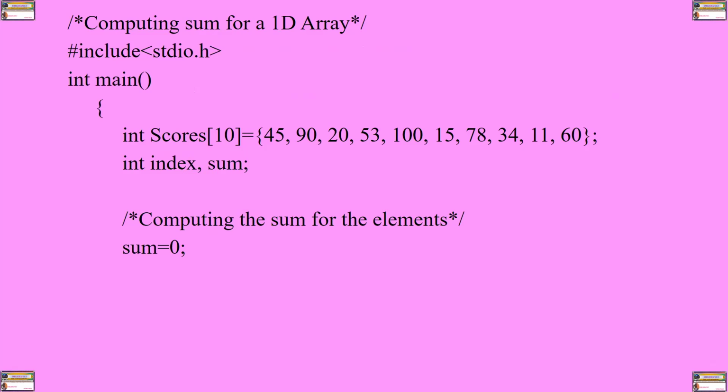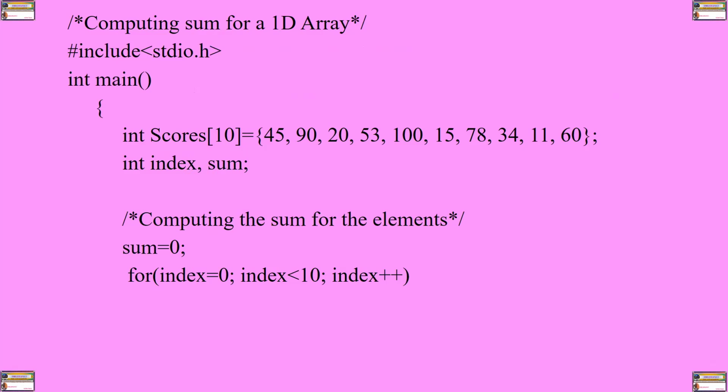Then we initialize the memory location called sum with 0. Then we have our for loop here. Remember, we are going to be adding the first element to the second element. We get a sum, we add the third element to the sum, we get an answer. We add the fourth, we add the fifth, all the way. So we are going to be repeating. That's why we have the for loop. So this is how our for loop will work.